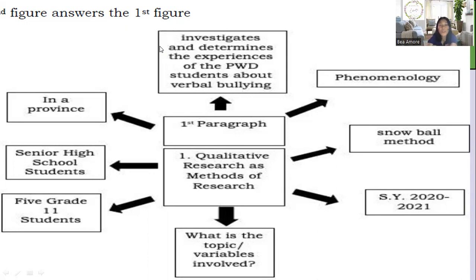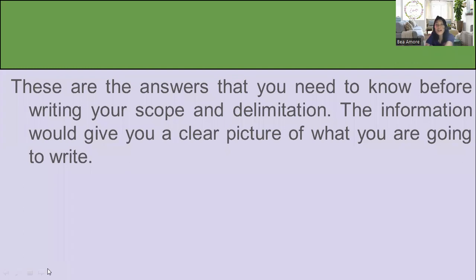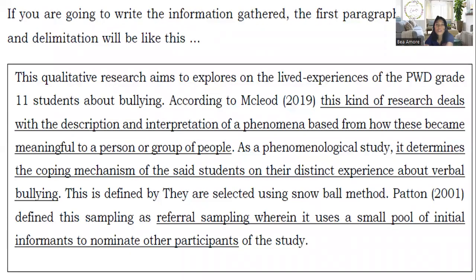What is the topic or variables involved? These are the answers that you need to know before writing your scope and delimitation. The information would give you a clear picture of what you're going to write. So if you're going to write the information gathered, the first paragraph of the scope and delimitation will be like this.